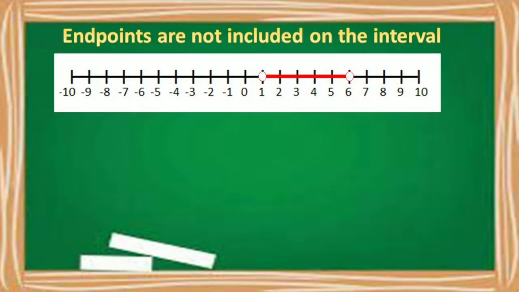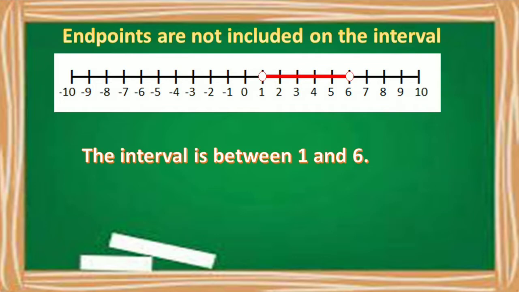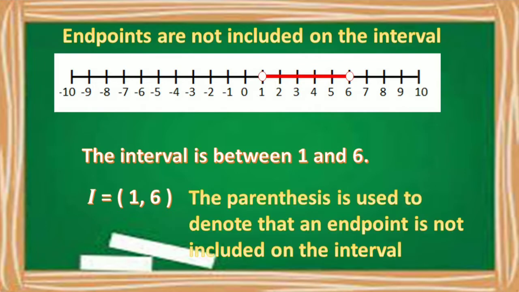Let's have some examples. The first one is that endpoints are not included on the interval. The interval is in between 1 and 6. In symbol, we have I equals open parenthesis 1 and 6 close parenthesis. The parenthesis is used to denote that an endpoint is not included on the interval.